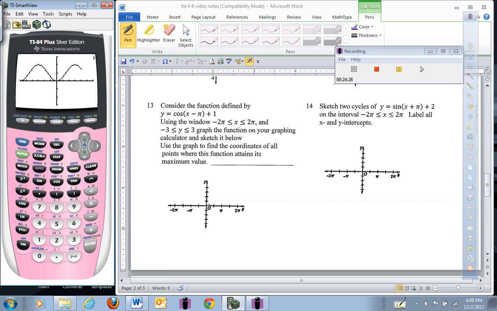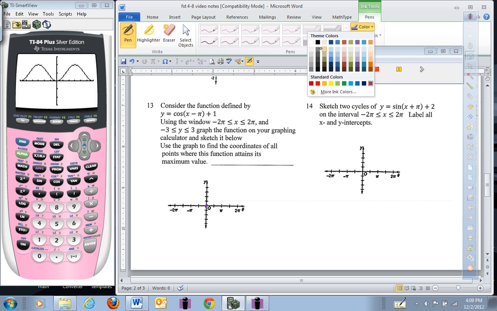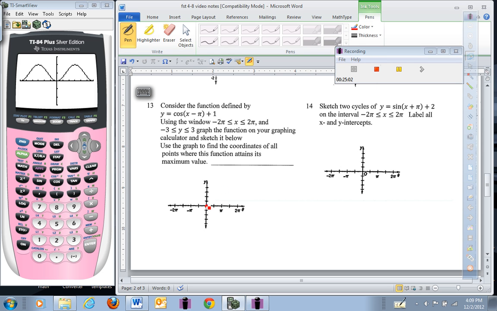All right, so we've got a 0 at 0. Looks like we have another 0 out here at 2 pi. We have a 0 at negative 2 pi. And what's it doing halfway in between? Well, at negative pi, it's at its maximum. The maximum of this used to be negative 1 to 1, but now we're adding 1 to it. The minimum is 0, and the maximum is 2.